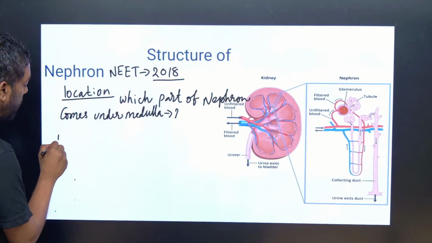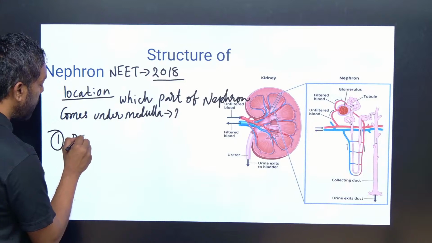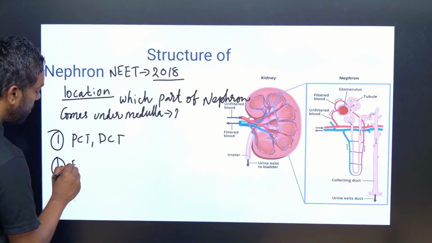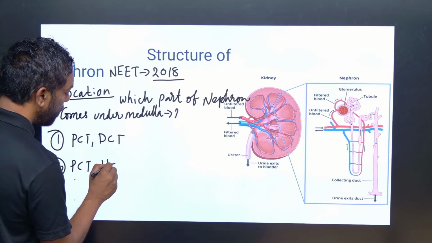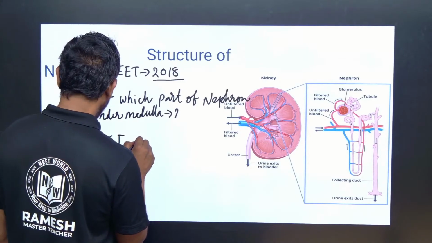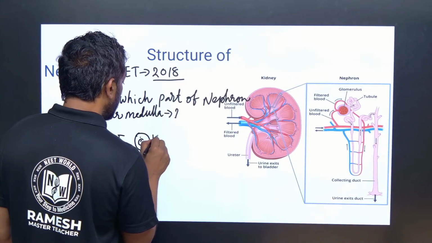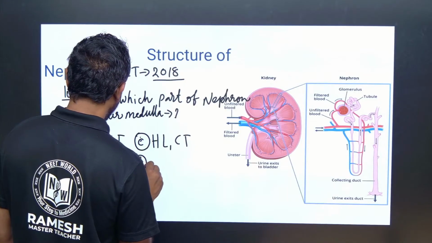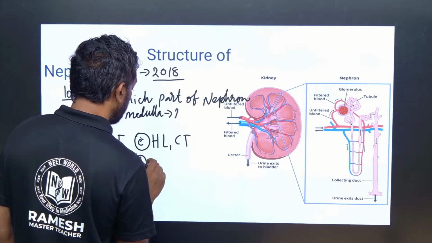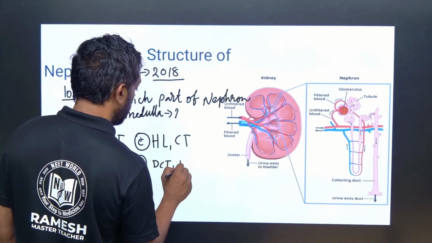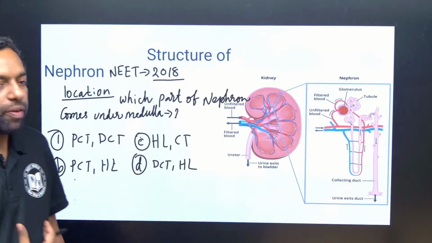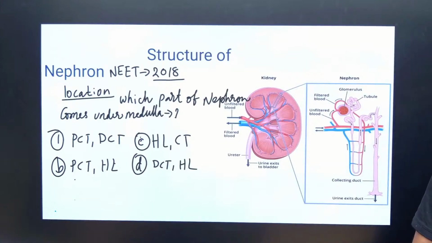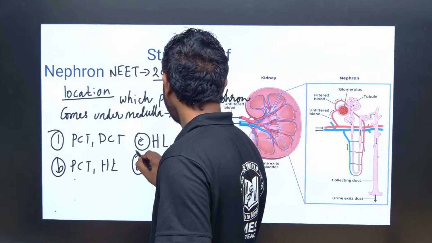Comes under medulla. First A, PCT, DCT, B, PCT, Henle loop, and next C, Henle loop, collecting duct, D, and Henle loop, DCT, Henle loop. This is the PYQ. Which part of the nephron comes under medulla? Henle loop, collecting duct. Yes, very good. This is the answer.